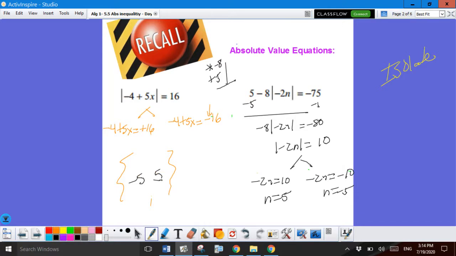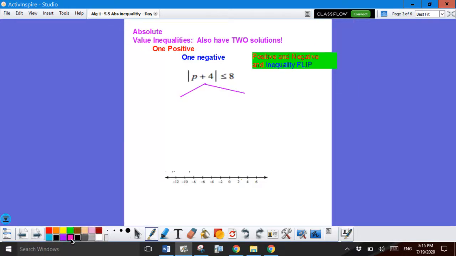So these rules are still going to hold, okay? We still are going to have a positive and a negative, and we still have to flip when we divide by a negative, and we're still going to write in a solution set, okay? So here is an example of an absolute value inequality.